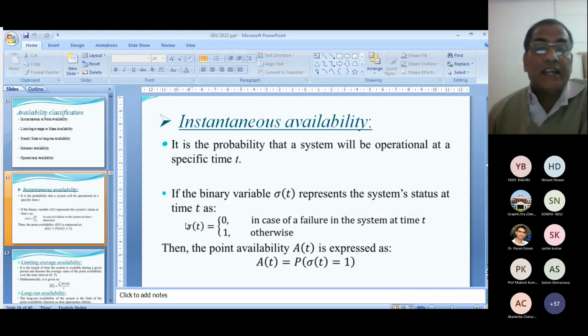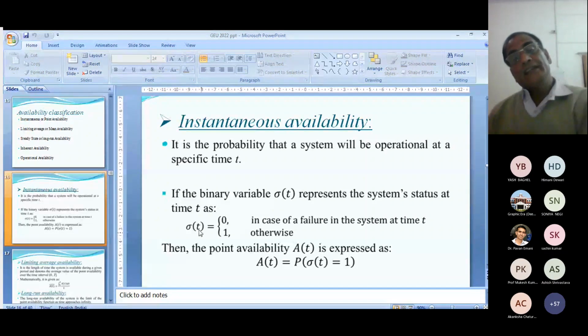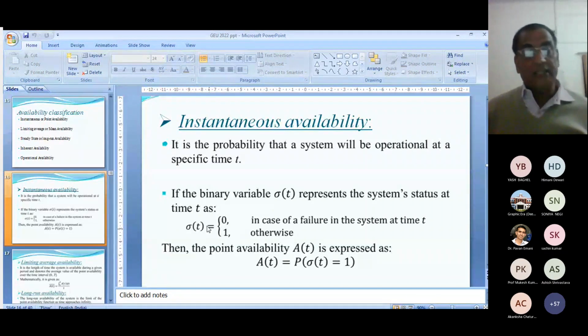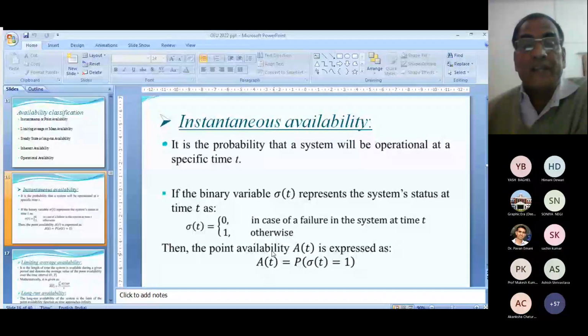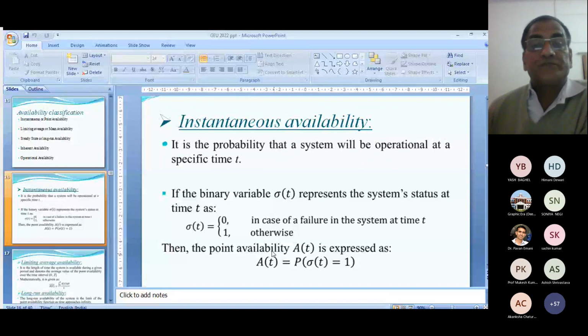This is how it can be expressed, and this can be utilized during the discussion of availability. With the help of this binary variable, availability can be described as the probability that sigma t is equal to 1. It is available, and that is as good as the availability of the system.